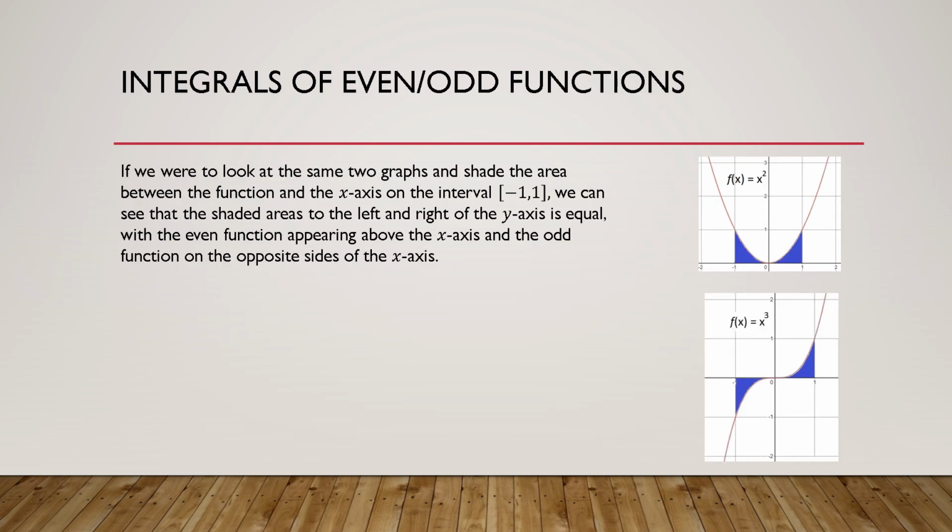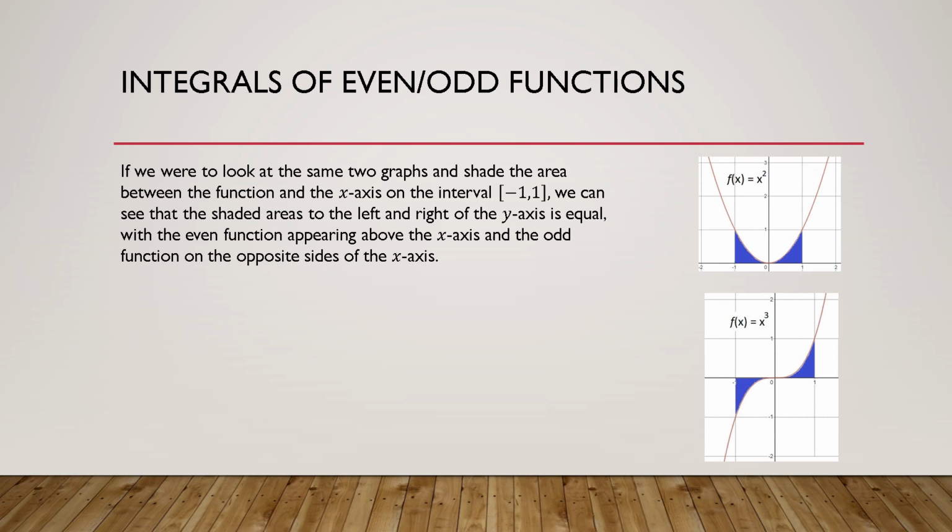If we were to look at the same two graphs and shade the area between the function and the x-axis on the interval -1, 1, we can see that the shaded areas to the left and right of the y-axis are equal, with the even function appearing above the x-axis and the odd function on the opposite side of the x-axis.